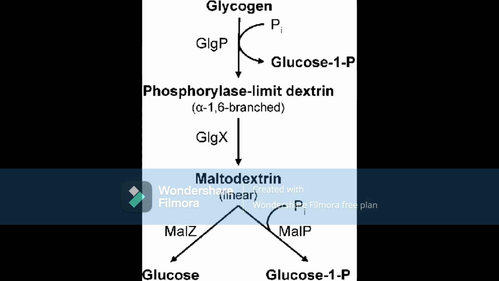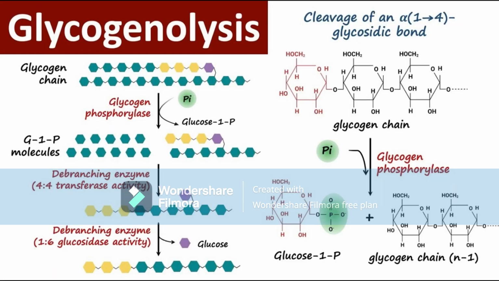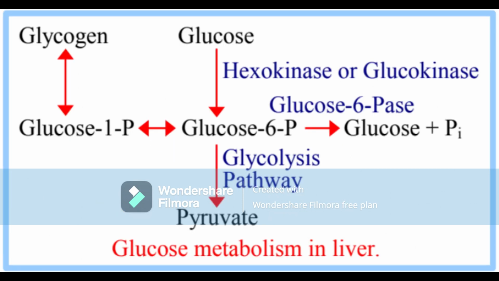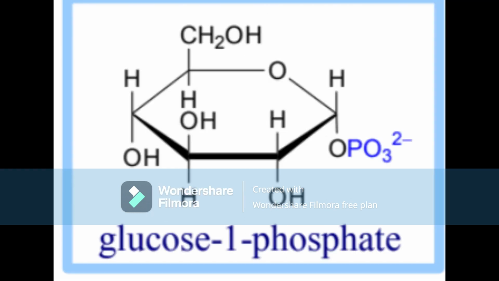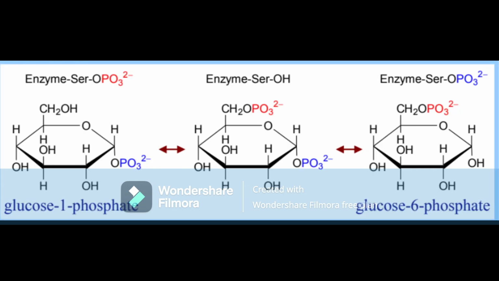So, we now have glycogen degradation, also known as glycogenolysis. This is the process by which glycogen is broken down into glucose molecules. This process occurs in response to the hormone glucagon and occurs primarily in the liver. During glycogenolysis, glycogen is broken down into glucose 1-phosphate by the enzyme glycogen phosphorylase. This glucose 1-phosphate is then converted to glucose 6-phosphate, which can be used as an energy source.